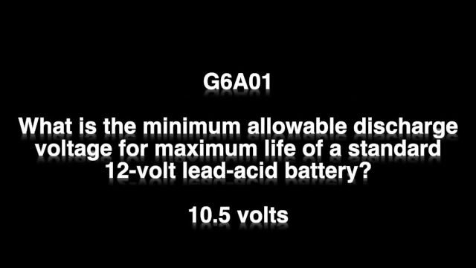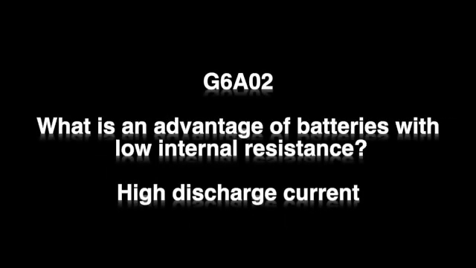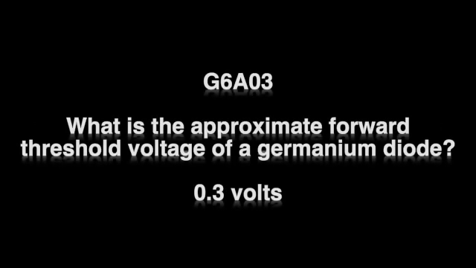G6A01. What is the minimum allowable discharge voltage for maximum life of a standard 12-volt lead-acid battery? 10.5 volts. G6A02. What is an advantage of batteries with low internal resistance? High discharge current. G6A03. What is the approximate forward threshold voltage of a germanium diode? 0.3 volts.